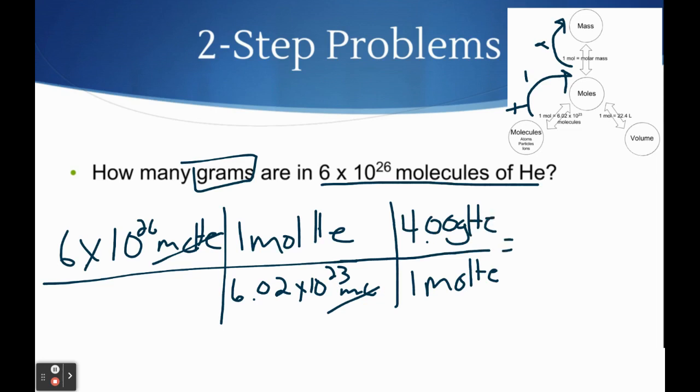So remember, what you're going to do is 6 times 10 to the 26th times 1 times 4 divided by 6.02 times 10 to the 23rd times 1. But again, remember, since you have scientific notation on the bottom, you want to put the whole thing in parentheses so your calculator calculates correctly. And you should get 3,986.71 grams of helium. So now there are some practice problems for you to work on in your packet.